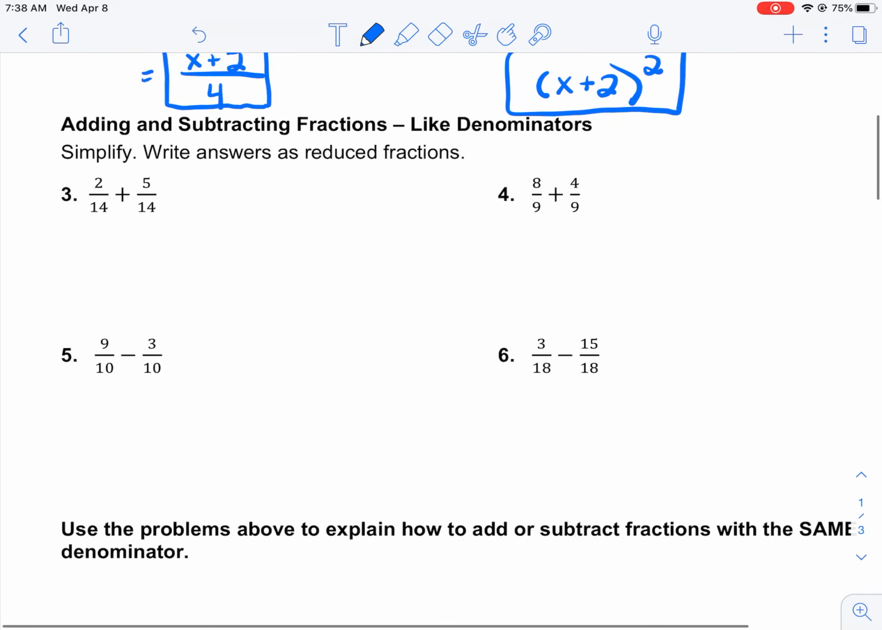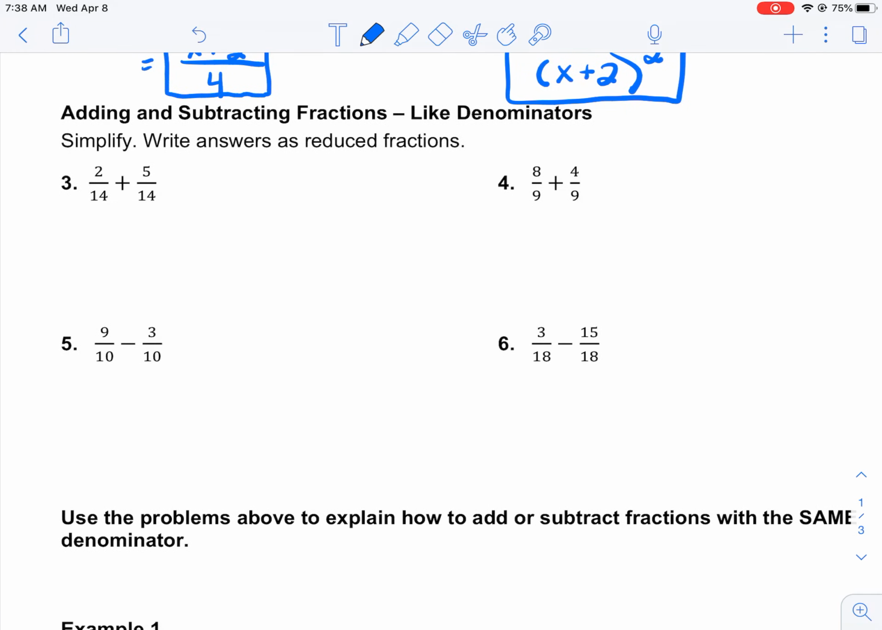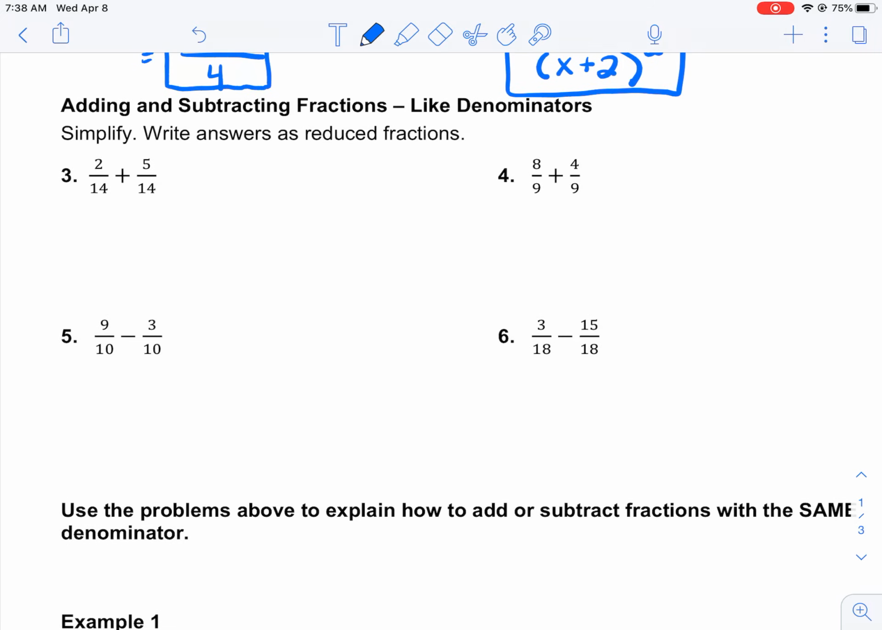Okay, so today I'm going to start talking about adding and subtracting. So we're going to start with fractions, and then we'll move on to rational expressions. So when you add and subtract, you have to have like denominators. So the bottom number of the fractions have to be the same. So today's lesson, we're going to focus on all problems that have the same denominator. And then we'll move on to unlike denominators in the next lesson.